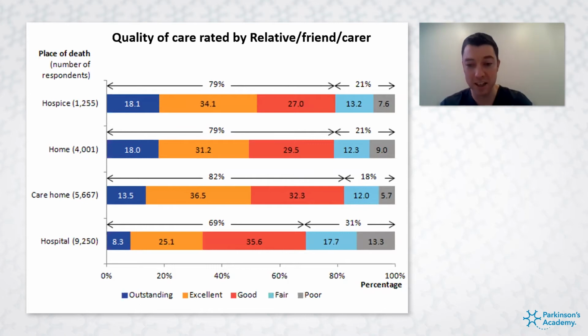Well, actually, it's heartening to see that, in each of those settings, the majority of people rated their loved one's care as outstanding, excellent, or good, but still significant room for improvement, particularly in that hospital setting compared to the hospice or care home setting where far higher numbers were rated as outstanding or excellent, and there were far fewer fair or poor.